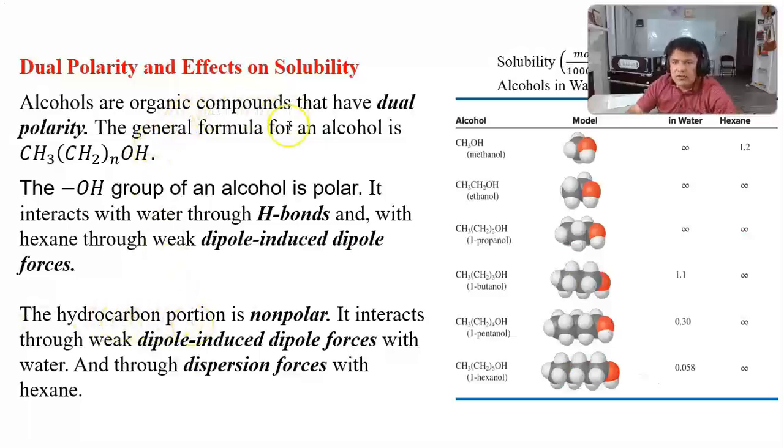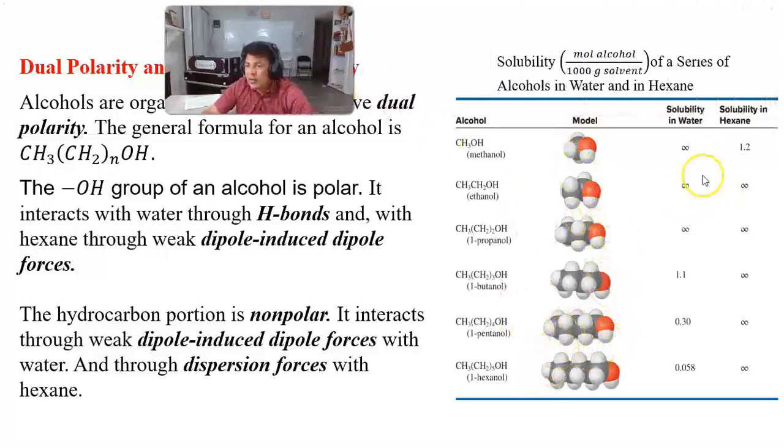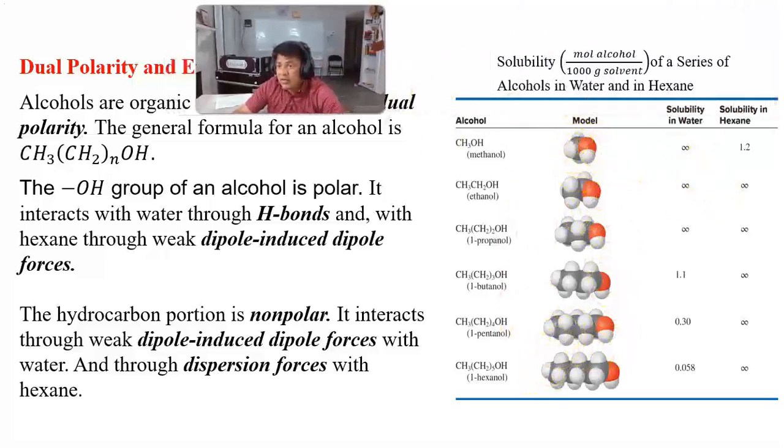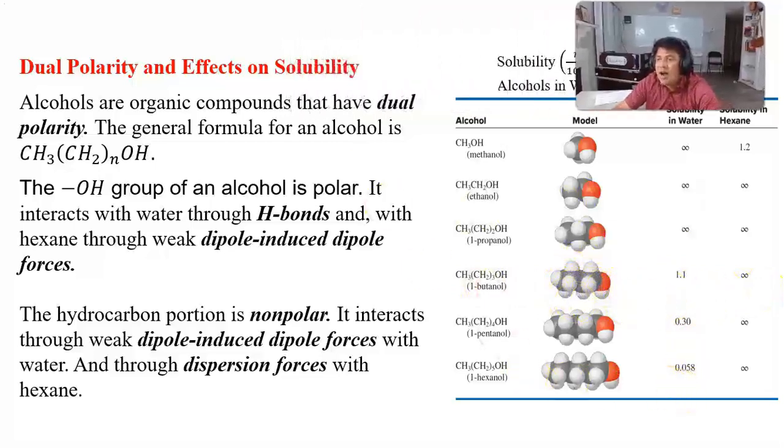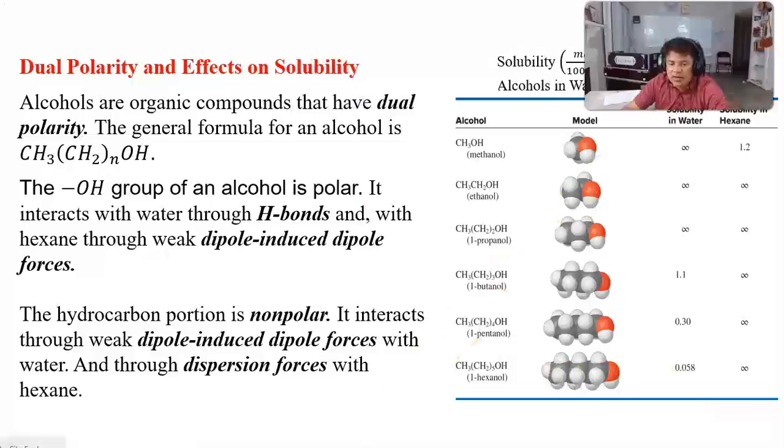So dual polarity and the effect on the solubility. We already discussed that alcohol has dual polarity. See that OH, this hydrophobic and hydrophilic, both parts. Methanol you can dissolve in water in any amount. It has infinite solubility. Ethanol also has infinite solubility. As the carbon chain becomes larger and larger, solubility keeps decreasing, because the hydrophobic part dominates the hydrophilic part. That's why the longer the chain, the less the solubility.